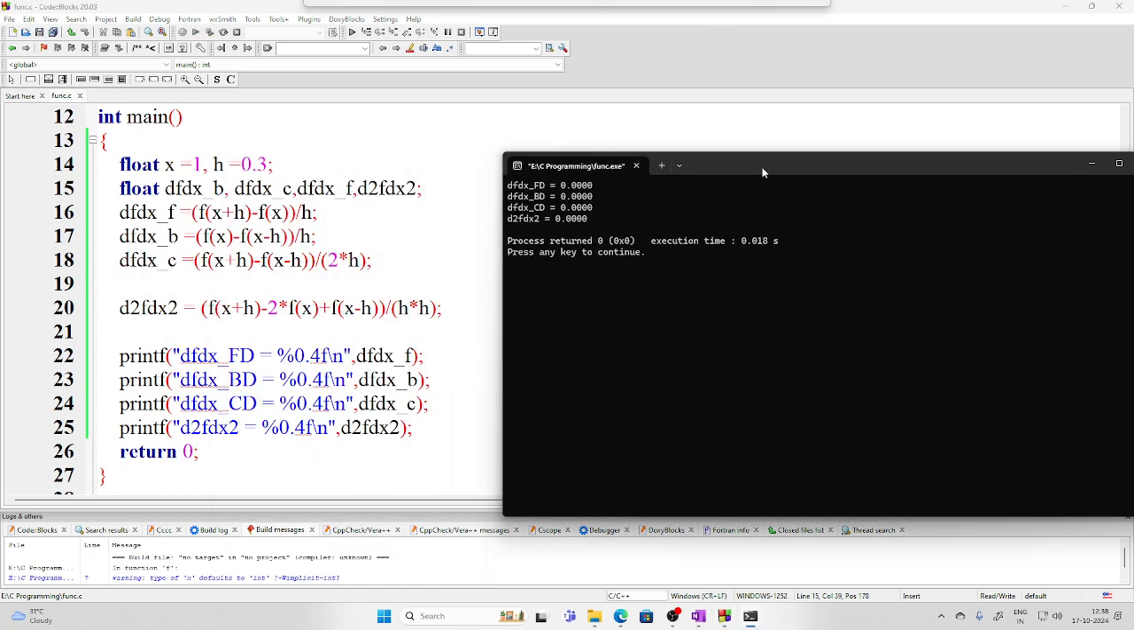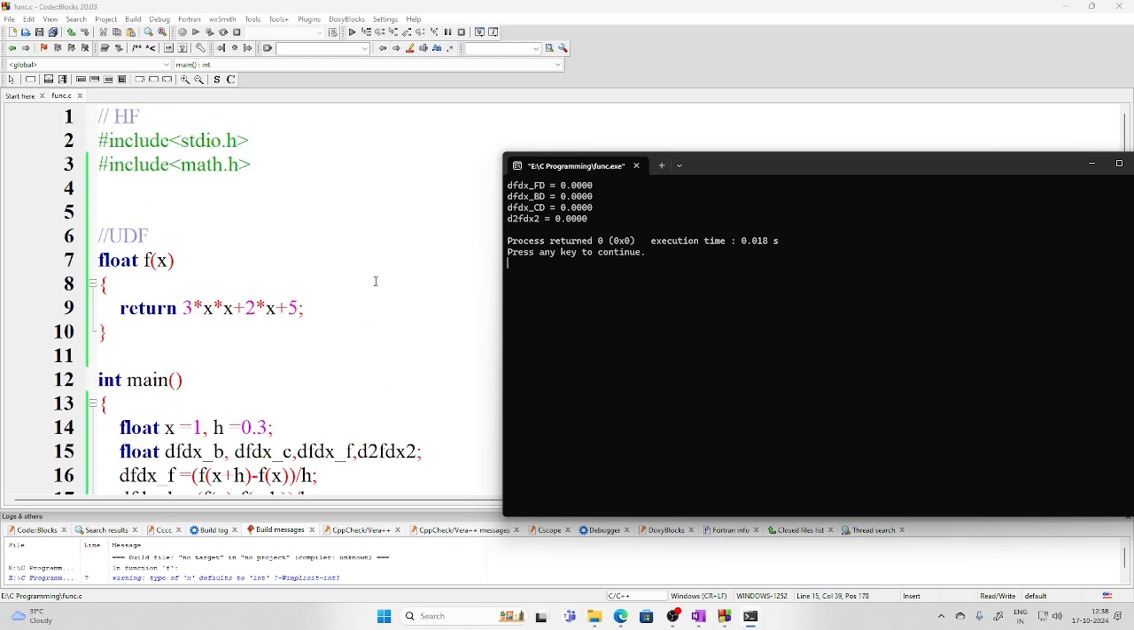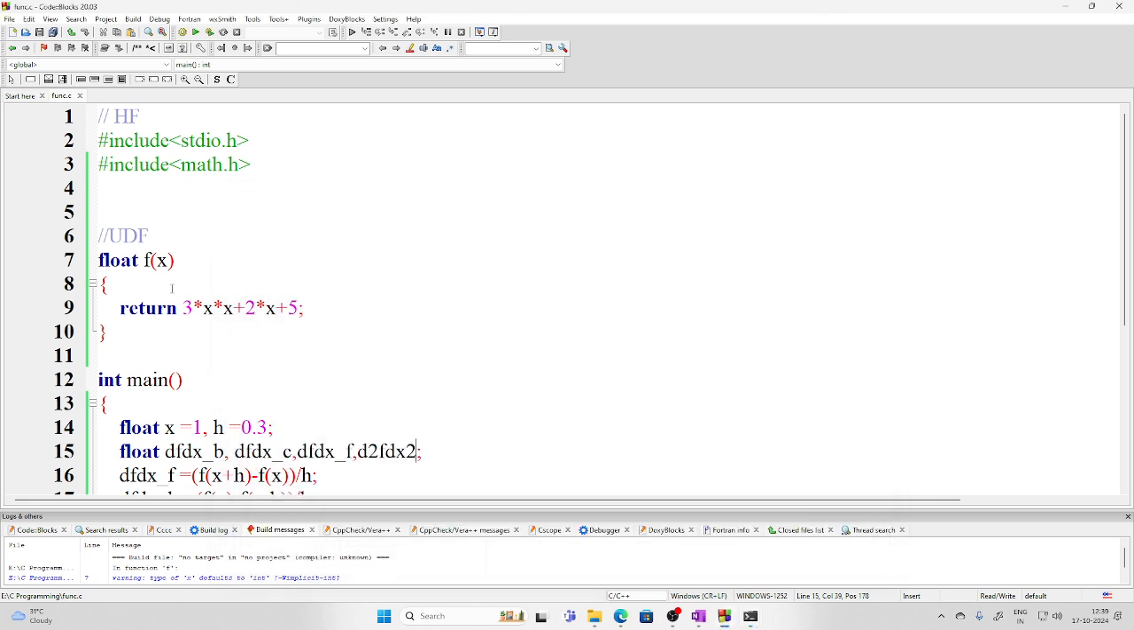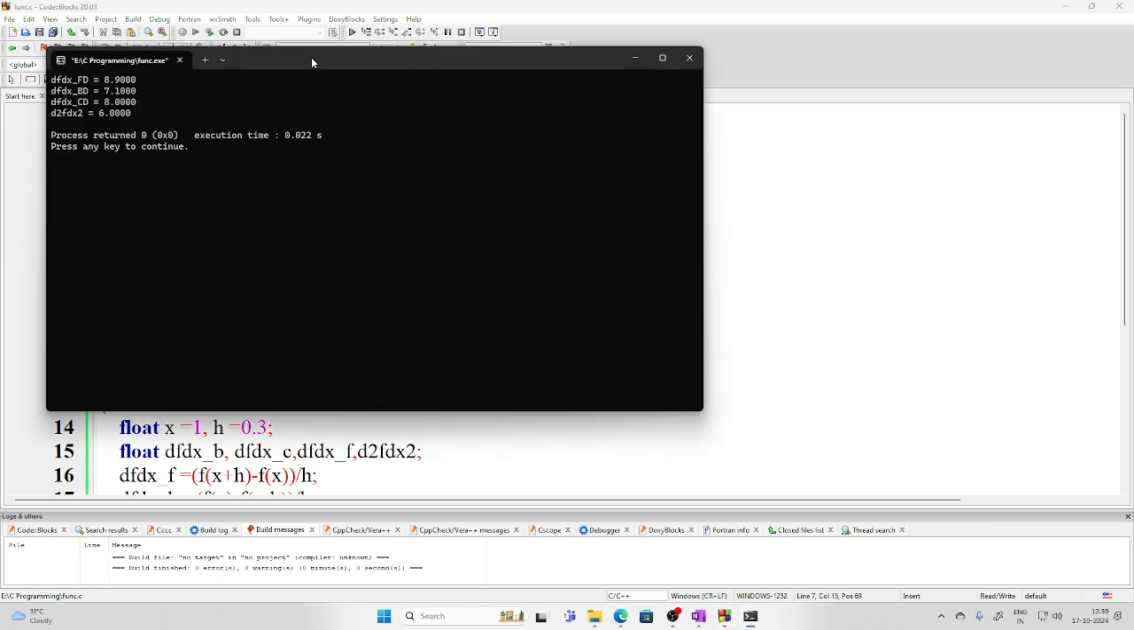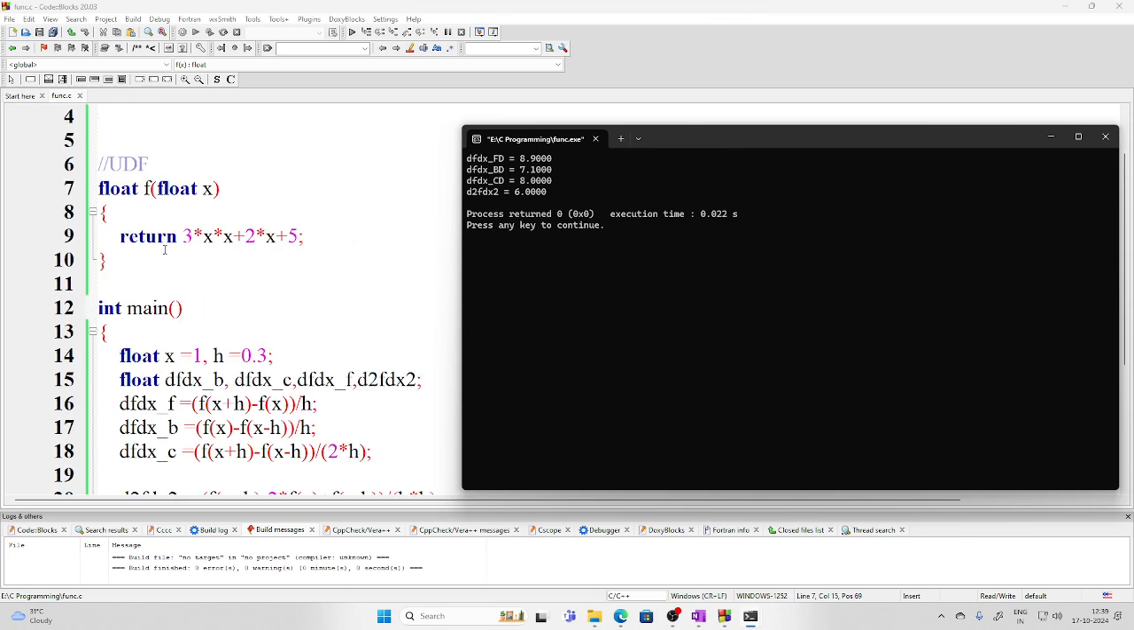Okay. Now, what you can see? You can see that you are getting all the values 0. Okay. But why are you getting all the values 0? The reason is you have declared this function and you have not told the function itself what the data type of this is. So this is float, and now run it.